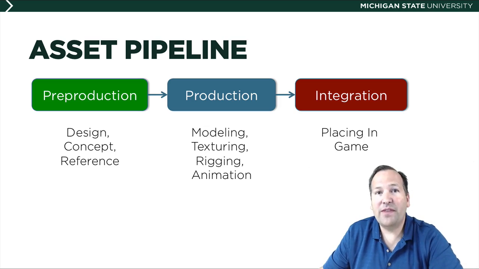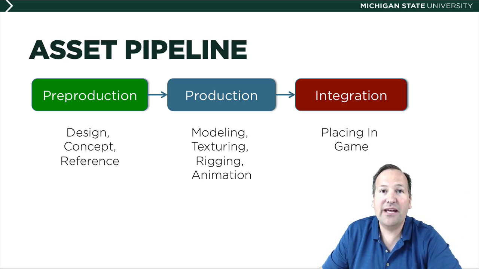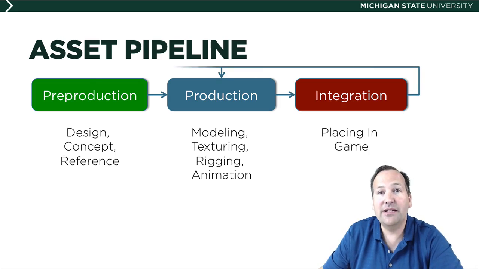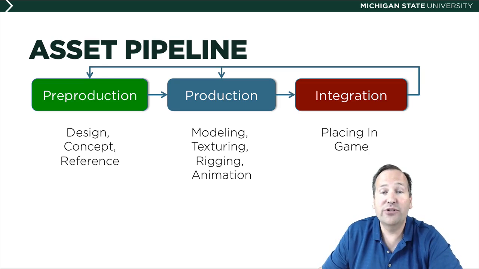It is important to note that the asset pipeline is often not a linear pipeline. Once an asset is integrated in the game, there may be design or production changes that lead to the asset needing to be updated. Just like game development itself, asset creation is often an iterative process. Orchestrating a smooth and efficient asset pipeline is hugely important for the success of the project. If the asset pipeline breaks down, the development of the game will halt.